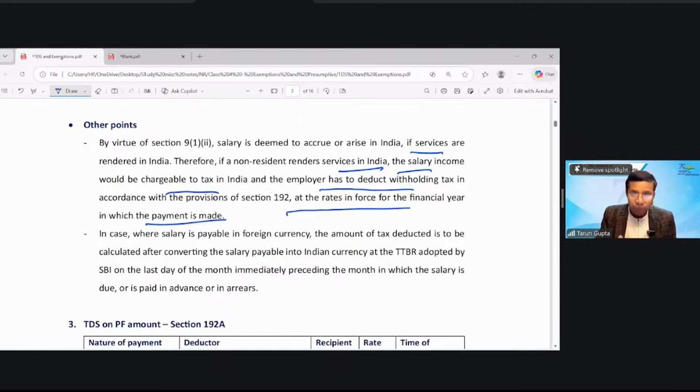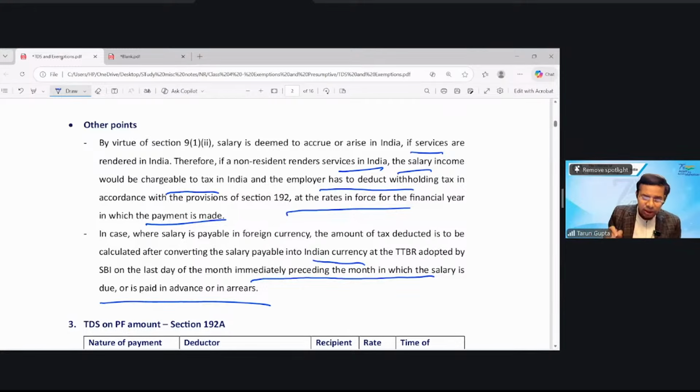In case where salary is payable in foreign currency, which normally is the case for a non-resident, the amount of tax deducted is to be calculated after converting the salary payable into Indian currency at the TTBR adopted by the SBI as on the last day of the month immediately preceding the month in which salary becomes due or is paid in advance or in arrears. Understood? In the month in which it becomes taxable, the month preceding that, the last day of such preceding month, the exchange rate which was in force as on that date shall be applied. Okay, you with me?